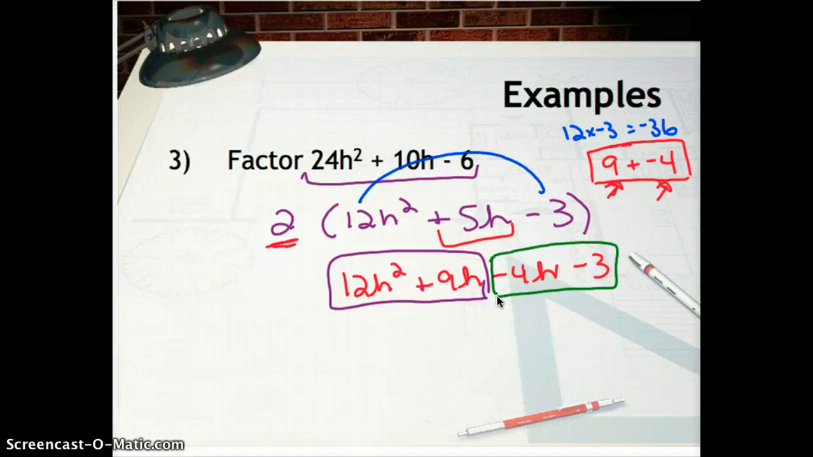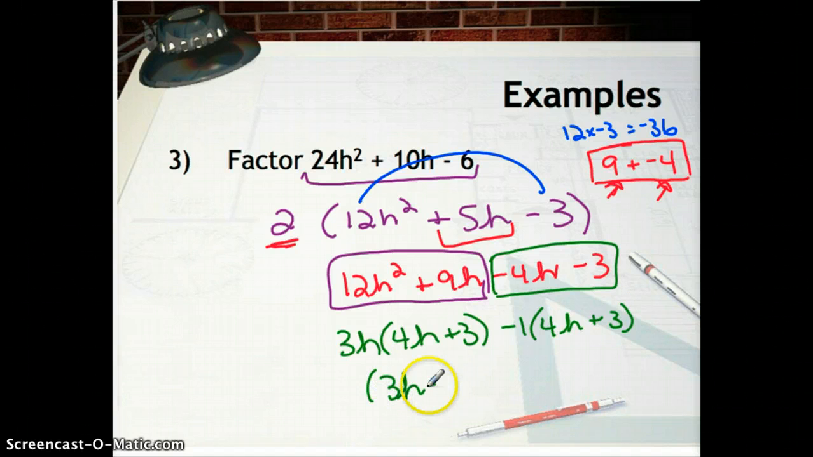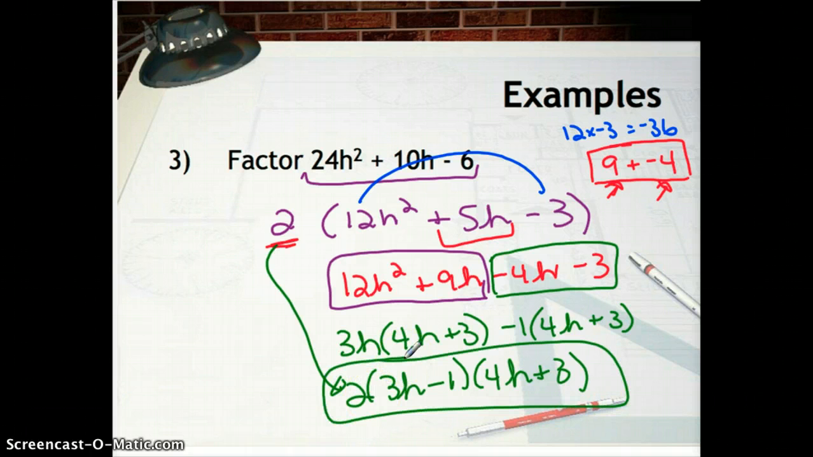Okay, and so in 12h squared plus 9h, we're going to factor out, it looks like 3h is my GCF. And then that's going to be times 4h plus 3. And the next one, it looks like negative 1 is my GCF. That's going to be times 4h plus 3. So then I know in this case it looks like my factors are 3h minus 1 times 4h plus 3. And I already have my GCF of 2. So I'm going to pull it down, and that would be my final factored answer, my final factored form.